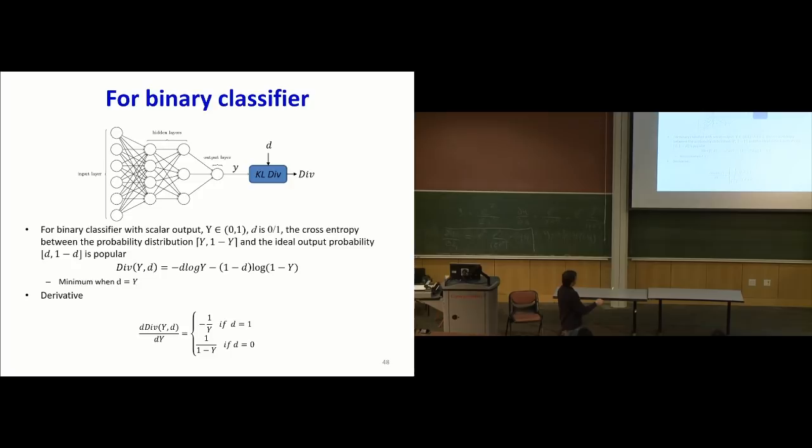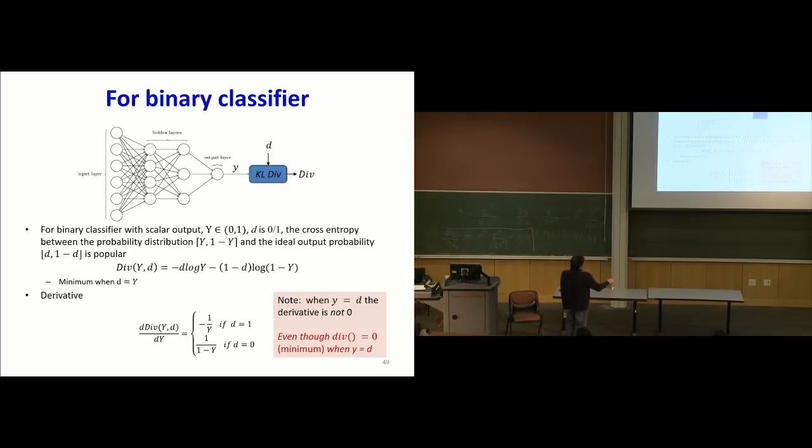And if you take the derivative of this with respect to y, observe that d is either going to be 0 or 1, right? The training input either belongs to the class or it doesn't belong to the class. So if d is 1, this term becomes 0, and the derivative is simply minus 1 over y. If d is 0, this term becomes 0, and 1 minus d becomes 1, and the derivative is simply 1 over 1 minus y. Now, here's something really cool.